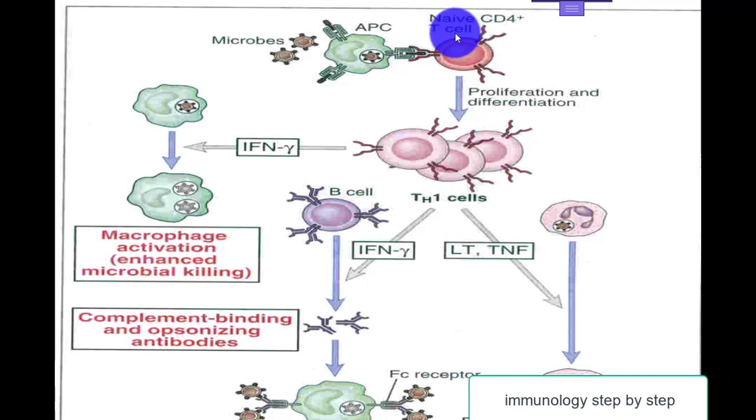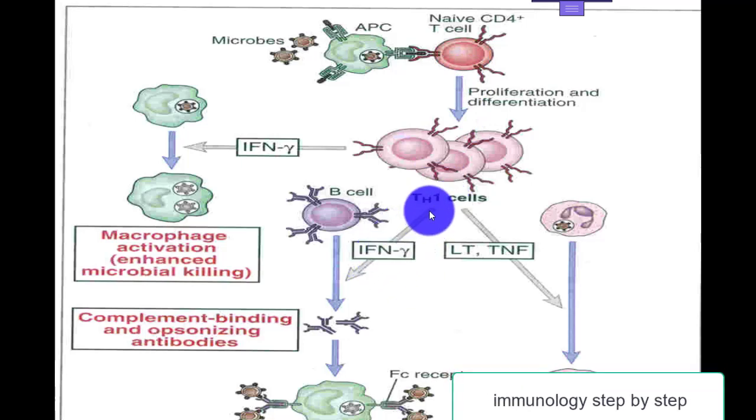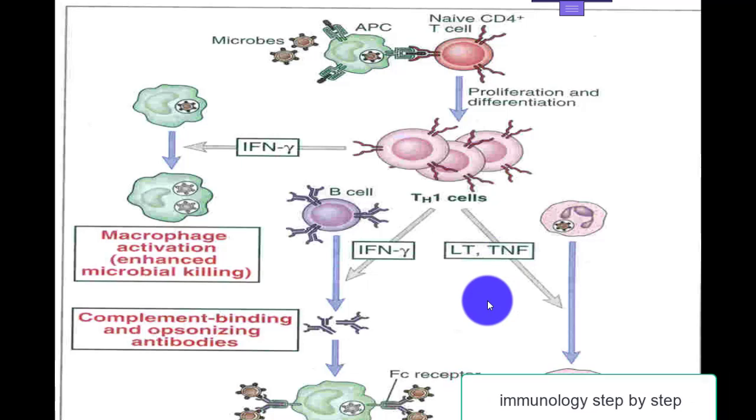Here the naive CD4 cells proliferate and differentiate into T helper cells by interferon gamma and tumor necrosis factor. Neutrophil activation enhances microbial killing, and complement binding and opsonization by antibodies, and macrophage activation enhances microbial killing.